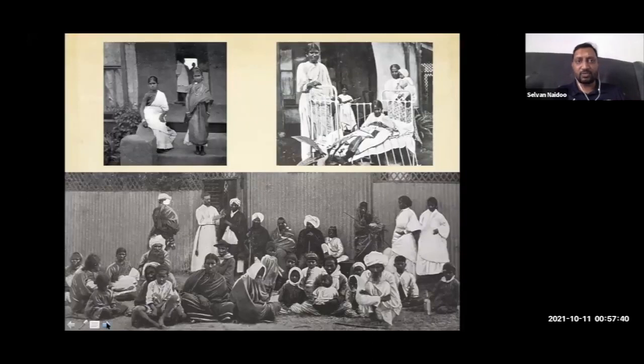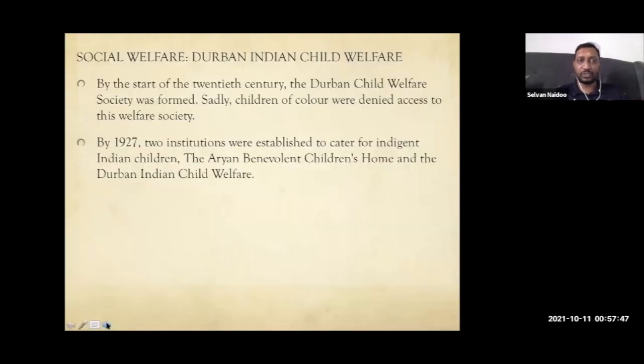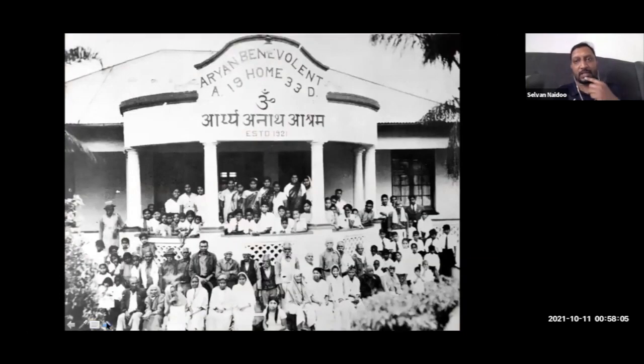The missionary work that you see includes an orphanage, as you see on the top left-hand corner. In social welfare, there were 2 institutes, namely the Arin Benevolent Home and the Durban Indian Child Welfare. They had to take care of children simply because children of color were denied by the borough of Durban and the government at that particular time. This is the Arin Benevolent Home. They were formed in 1921, and this building doesn't exist any longer. They do exist now in Chatsworth.